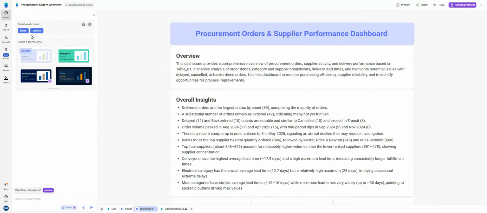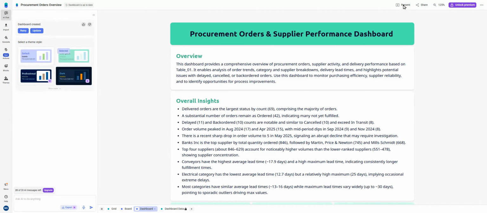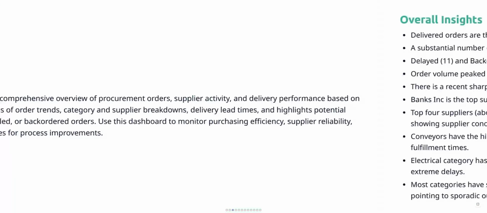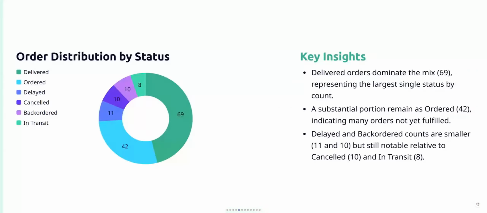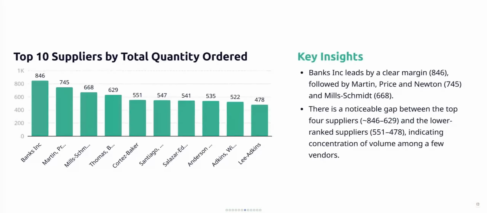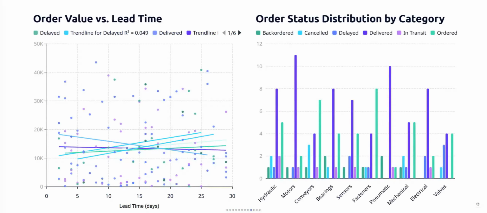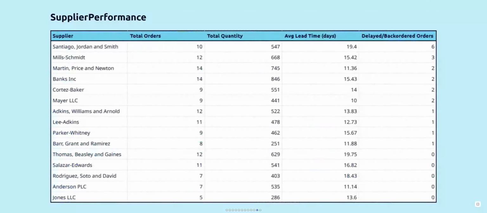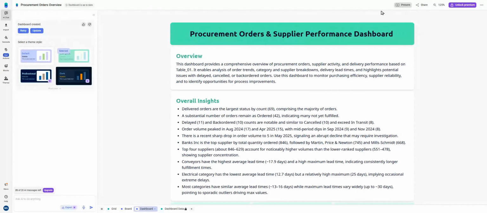We can instantly customize the theme to match our brand. Now let's enter presentation mode for stakeholder meetings. This full-screen view highlights our key procurement metrics beautifully. We can see order distributions, supplier rankings, and performance indicators clearly displayed for executive presentations.